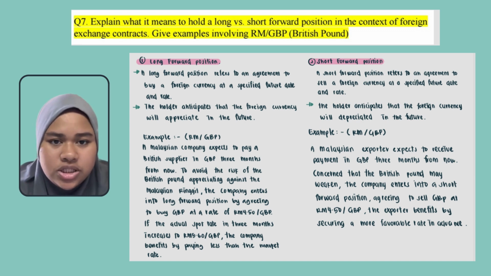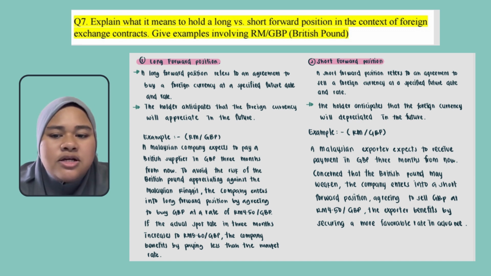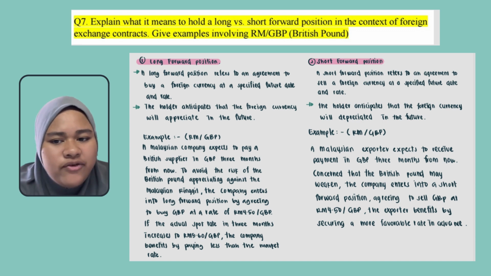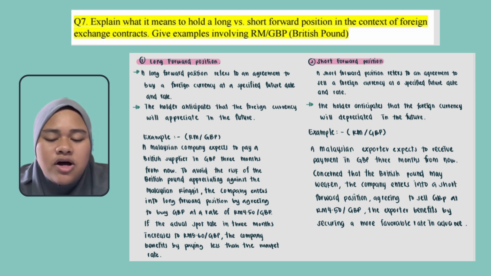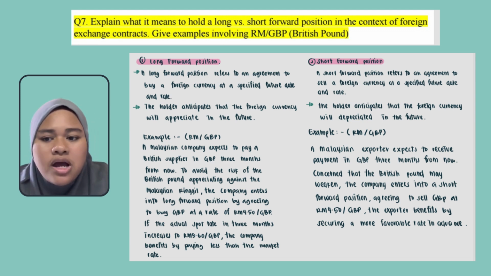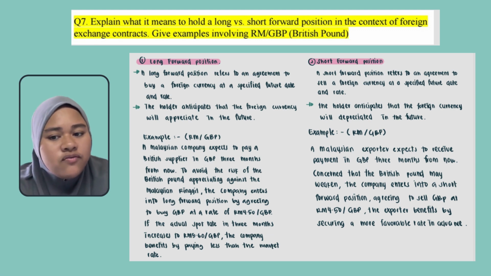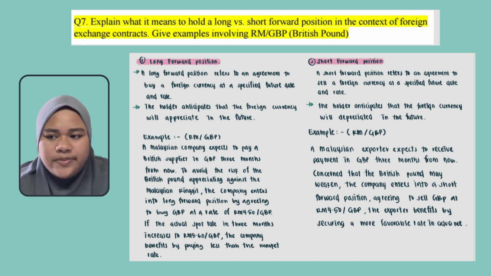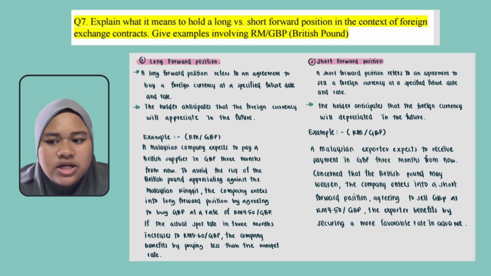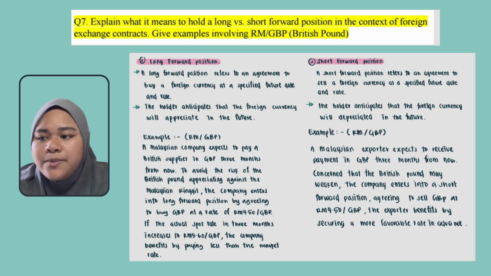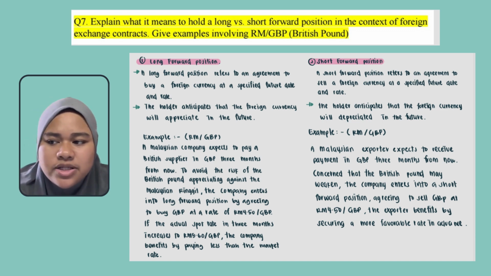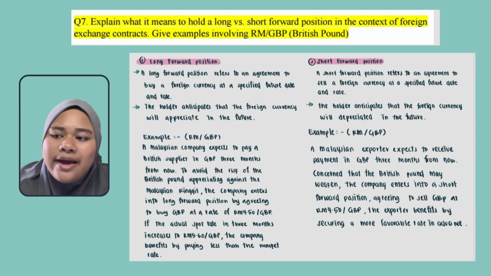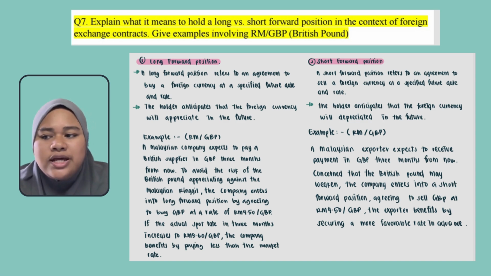The next question is question 7. The question asks me to clarify the differences between a long and short forward position in the context of foreign exchange contracts. I will also provide an example involving the Malaysian ringgit, RM, and the British pound, GBP. The first one is the long forward position. This means a long forward position refers to an agreement to buy a foreign currency at a specific future date and rate.